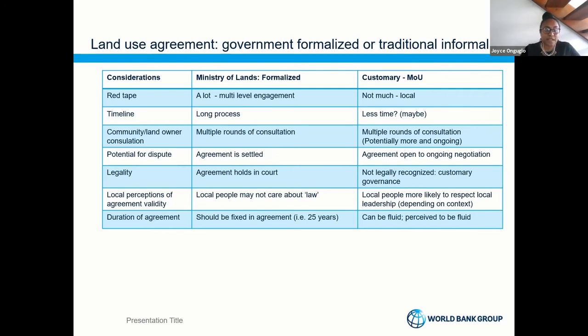The timeline. It's a long process of engagement when you're wanting to formalize customary land, for example. But it may take less time because, again, going back to Jope's comment, the informal ways of recognizing land are already set in the traditions and in the traditional way of doing things. Community landowner consultations. We talked about doing multiple rounds of consultations. It's ongoing from project preparation all the way through project completion.